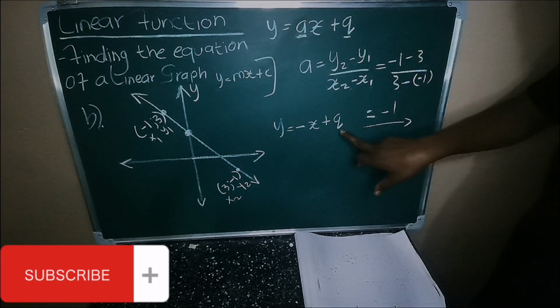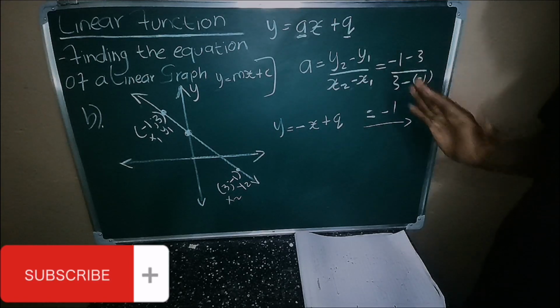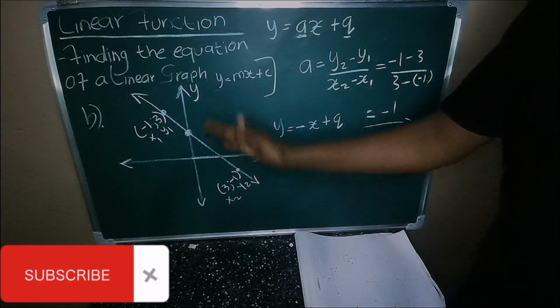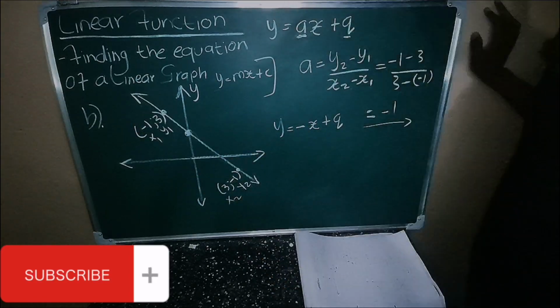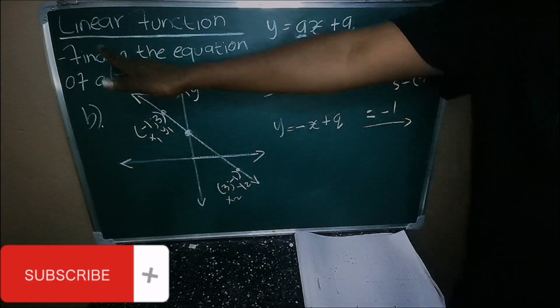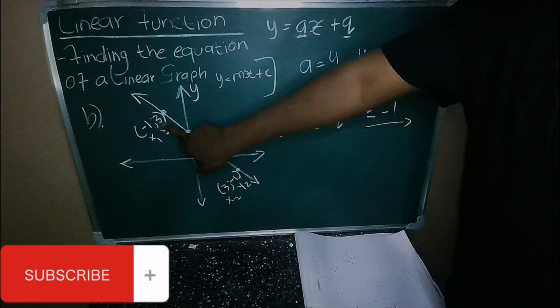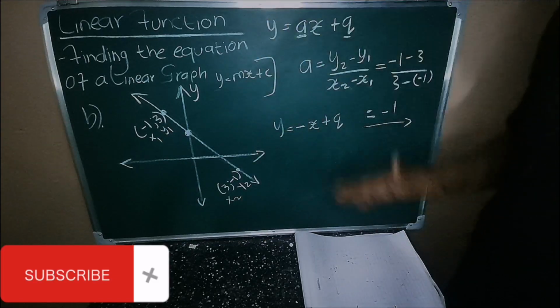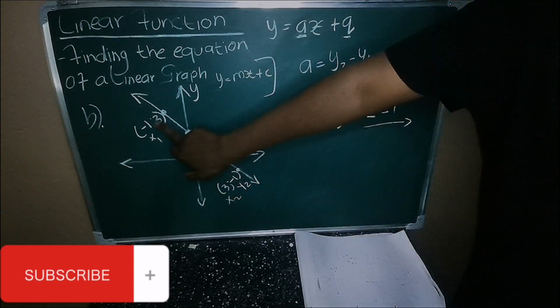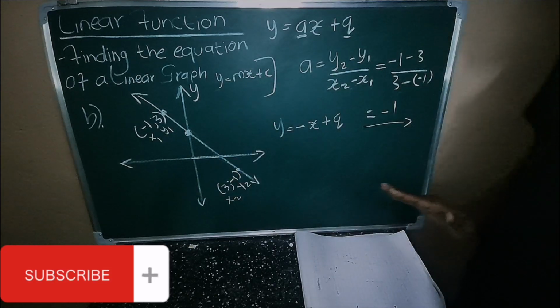Now, how are you going to find the value of q? How are you going to find the value of q, guys? Very simple. You use any point as long as that point touches this graph. So which point touches this graph? There are 2 points that touch this graph. It's this point and this one. So you're going to use any point, as long as that point touches the graph. So let us just use negative 1 and 3.